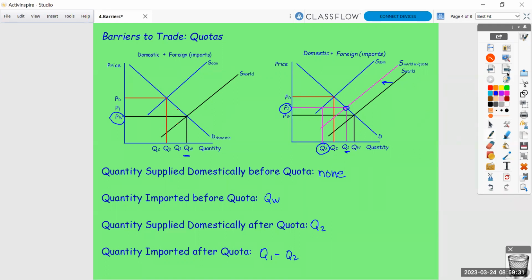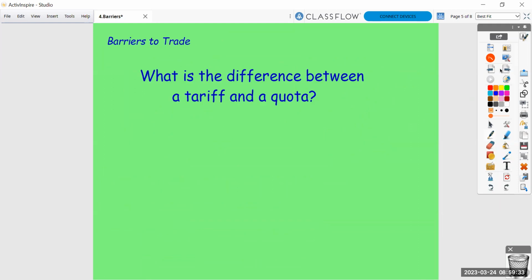Now, quotas are a limit. So what do you think the difference between a quota and a tariff is? No one? Isn't a tariff like a tax? Exactly. And a quota is... So this is a tax. And why that's important is because this is going to generate revenue.